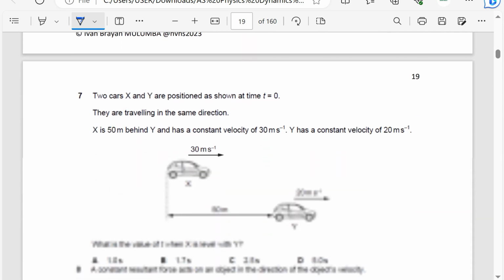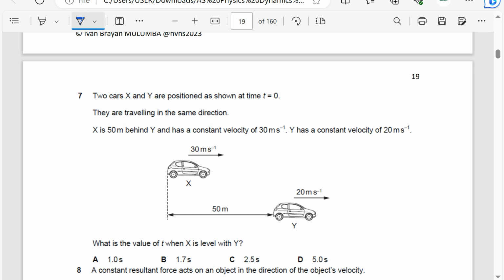Two cars X and Y are positioned as shown at time t equals 0. They are traveling in the same direction. X is 50 meters behind Y and has a constant velocity of 30 meters per second. Y has a constant velocity of 20 meters per second. What is the value of t when X is level with Y?